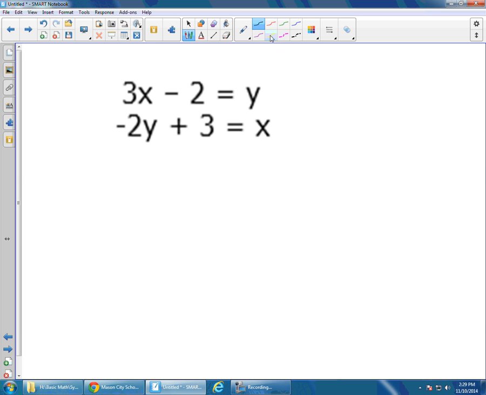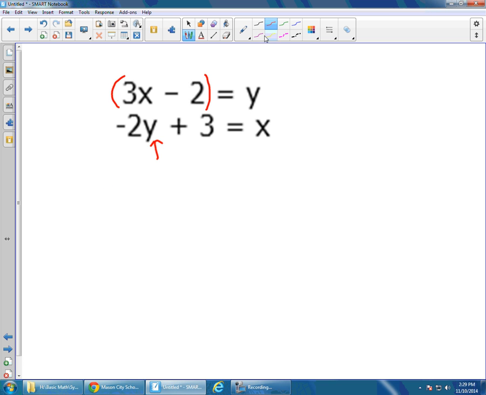So I know a couple of things. I know that y equals 3x minus 2. I also know that x equals negative 2y plus 3. So I have two different ways to solve this. First thing I'm going to do is take what y equals, put it in parentheses, and then plug it in for y in the second equation.